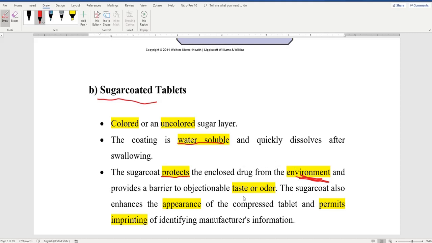Another advantage of using sugar coating is that it can hide objectionable taste and odor. Sugar coating surrounding the drug tablet can protect it from objectionable taste. That is, the patient who takes the sugar-coated tablets will not feel the taste or the odor of the drug. Odor, meaning smell.